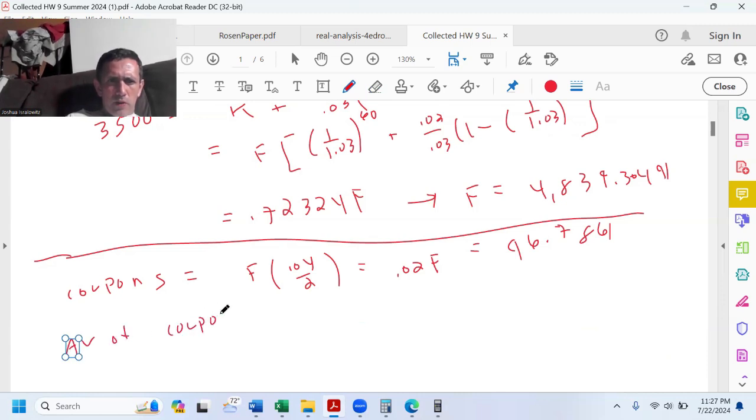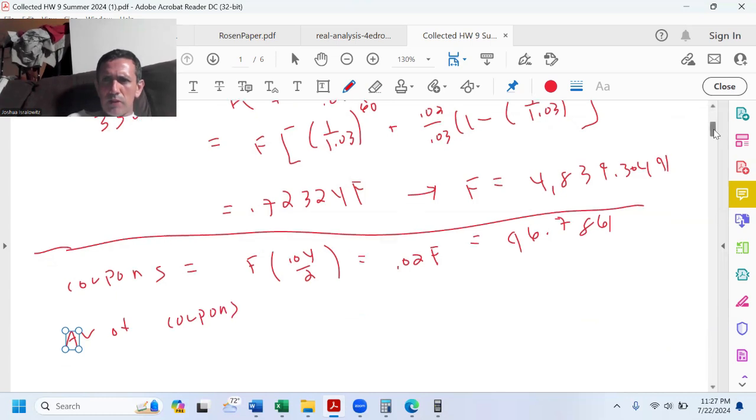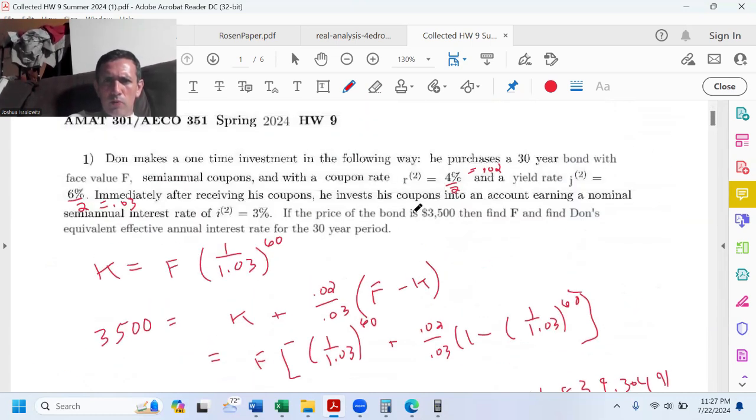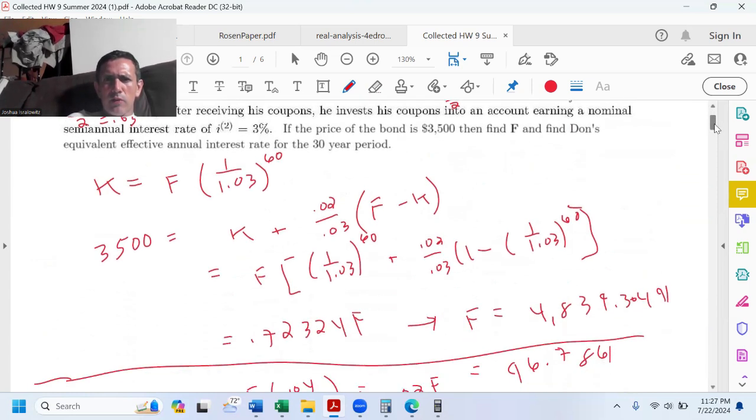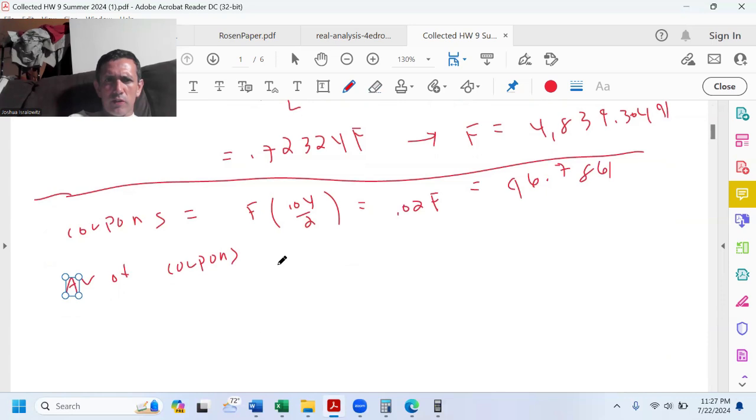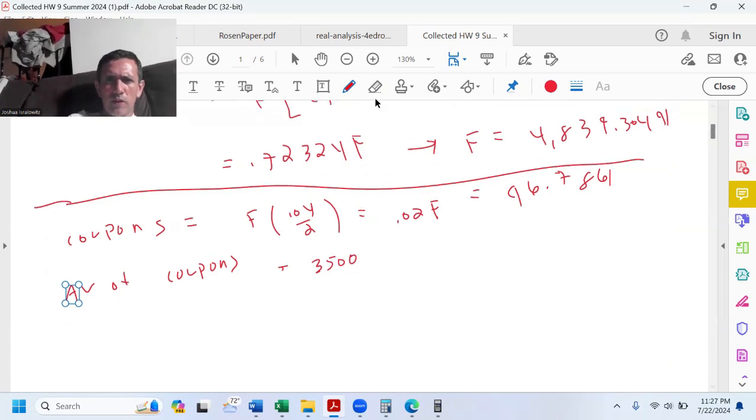All right, so I'm explicitly telling you you're reinvesting your coupons into a fund earning nominal semi-annual interest rate of 3%. And you still get your redemption back. You never want to forget that. You still get, sorry, face value, not 3,500. The price is 3,500. You're getting your face value.